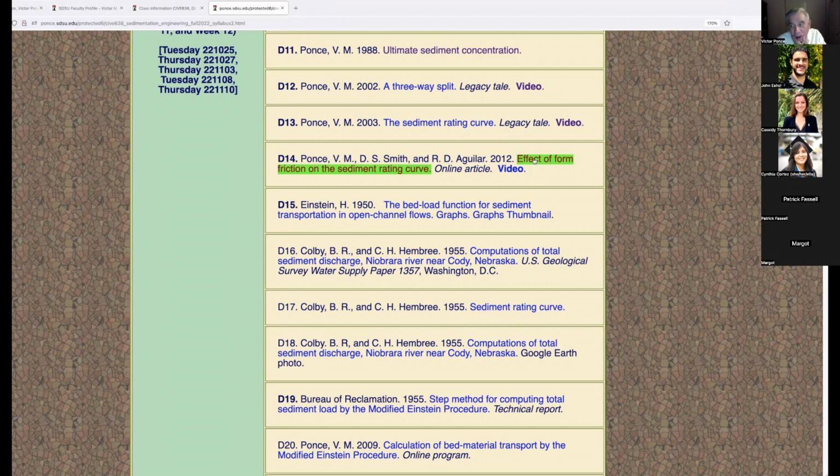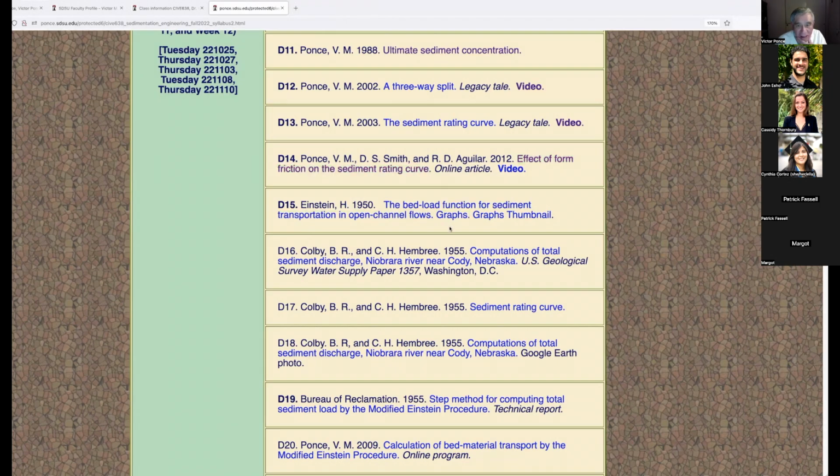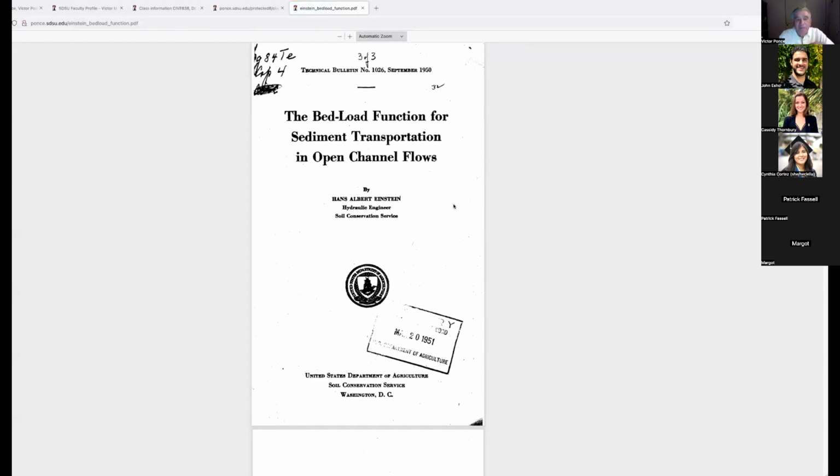I'm going to start reviewing with you. No, that's not it. Here or here. There it is, PDF. The bed load function for sediment transportation in open channel flows. Very well-known paper. Everybody claims to have read it. I venture to say that very few people actually have read it completely. I'm going to confess that I haven't either. I may have read maybe 90, 95%, but not all of it. There's a few things in there that I guess I'm not smart enough to understand.